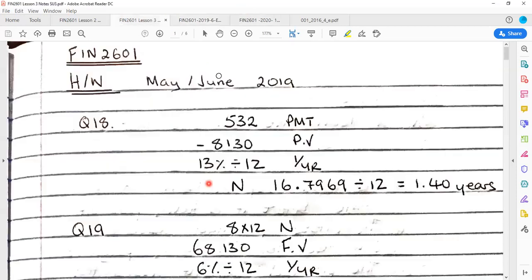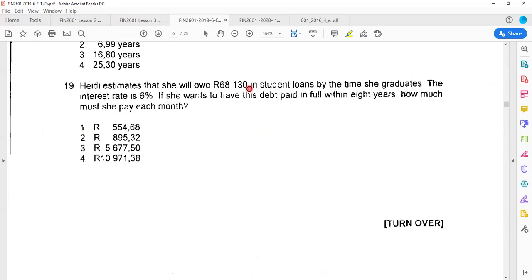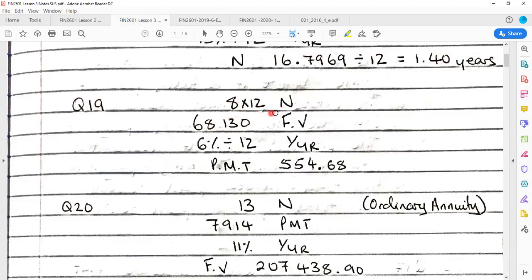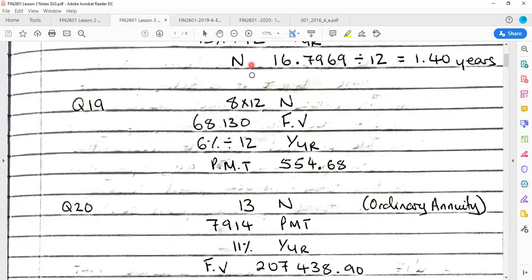Okay. The next question I asked you to look at was question 19. Question 19 said Heidi estimates that she will owe 68,113 in student loans by the time she graduates. The interest rate is 6%. If she wants to have this debt paid in full within 8 years, how much must she pay each month? So 8 by 12 is the N, because it's compounded monthly. 68,130 is how much she wants to pay. 6% is the interest compounded monthly, right? They didn't say it's compounded monthly, but we know it is because they've said how much must she pay each month. If they say that, it means that you're dealing with months.